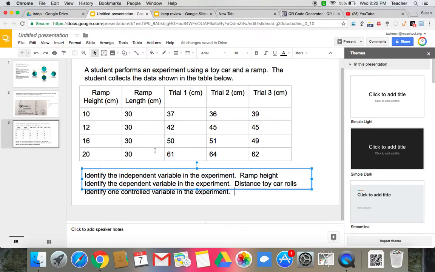What I do know for sure is that they kept the ramp height the same at 30 centimeters every single time. So there you go. There's the answers.